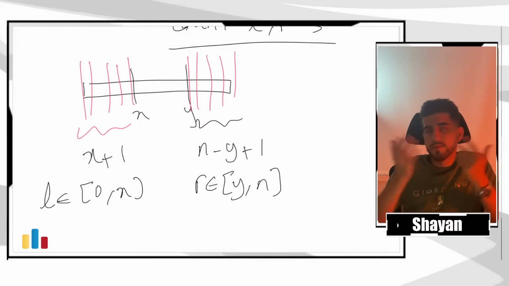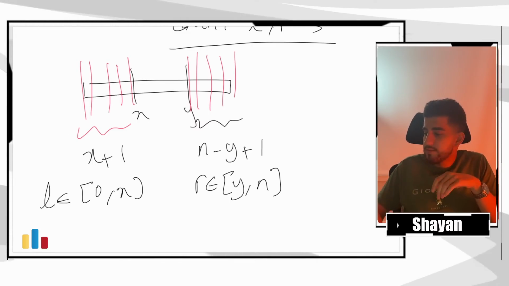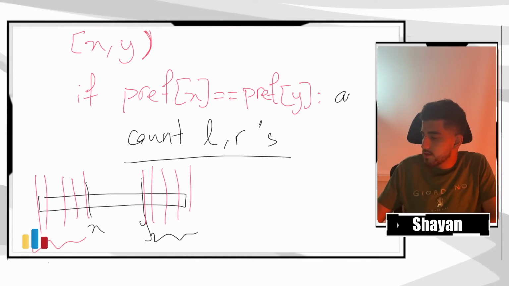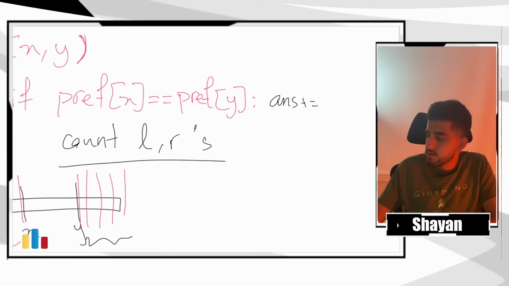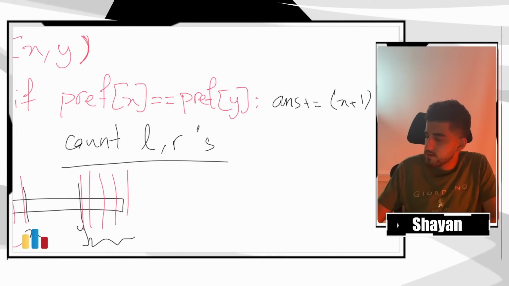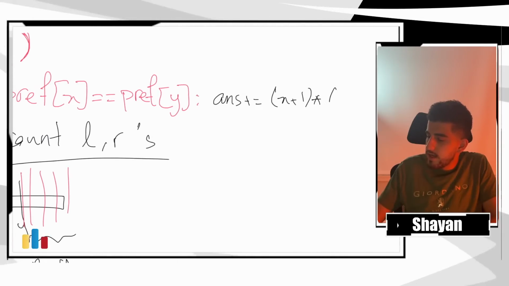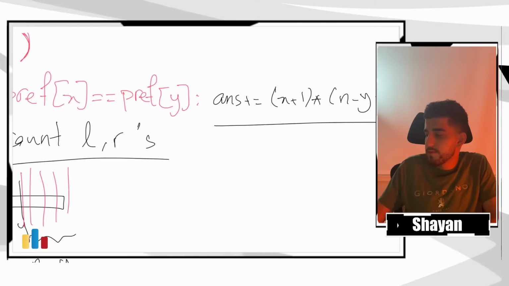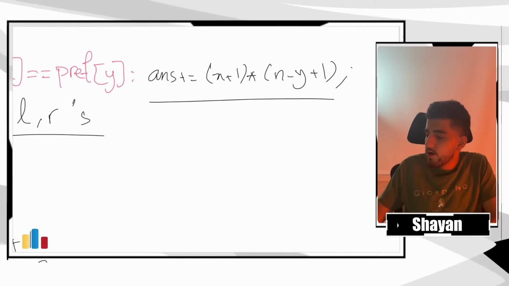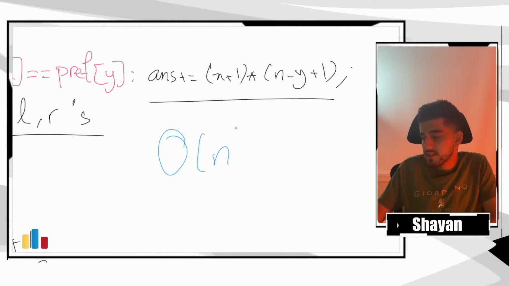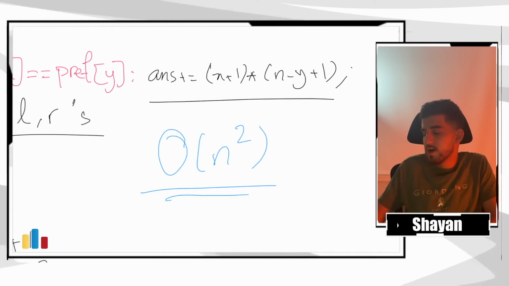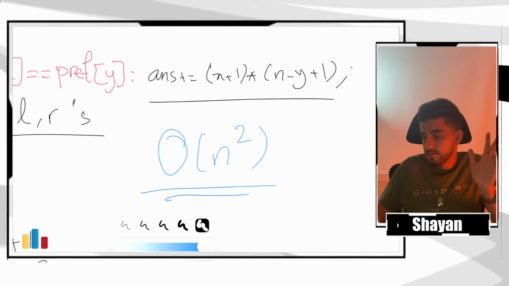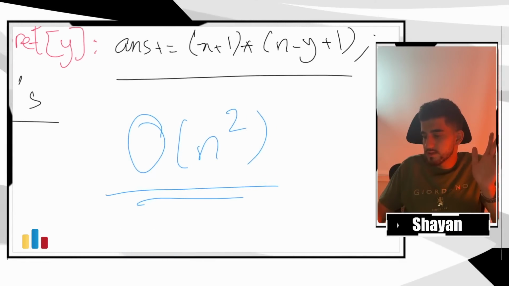And I will multiply these two numbers. So if this happens, I say that ans plus equals x plus 1 times n minus y plus 1. And that's going to be all. So right now I have an O of n squared solution, which is still not good time-wise, but this is the solution that I have. Do you agree with this?